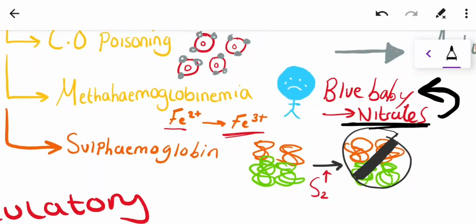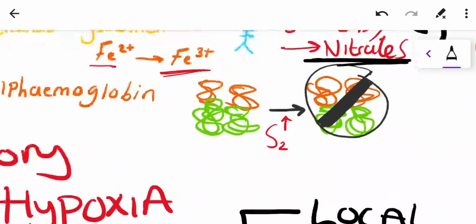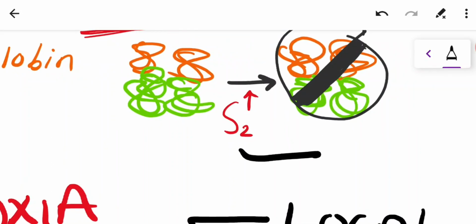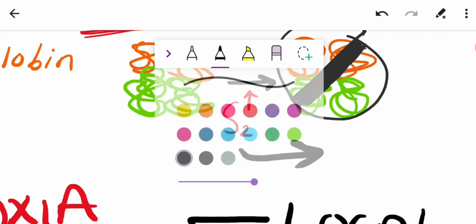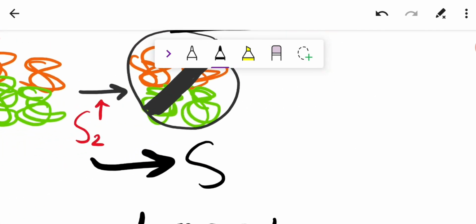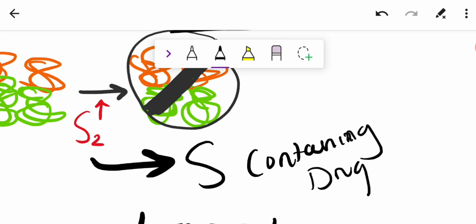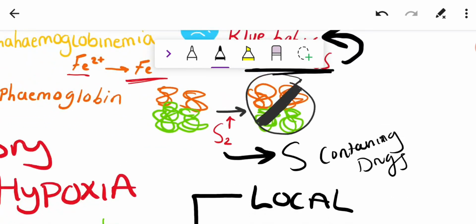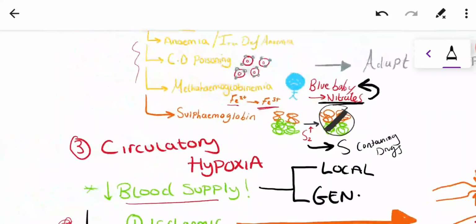Next, sulfhemoglobin. If you want to know that, this basically causes irreversible impairment of the hemoglobin due to sulfur-containing things. So sulfur-containing drugs, whatever they may be. I'm not too bothered.